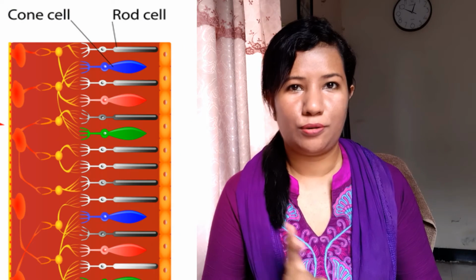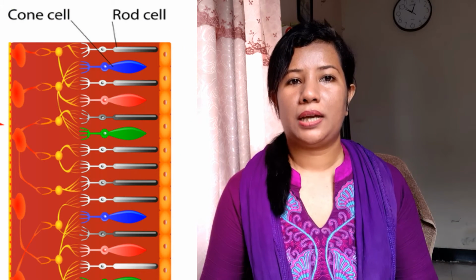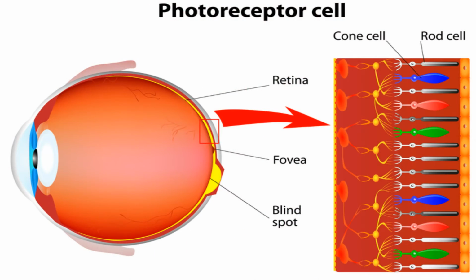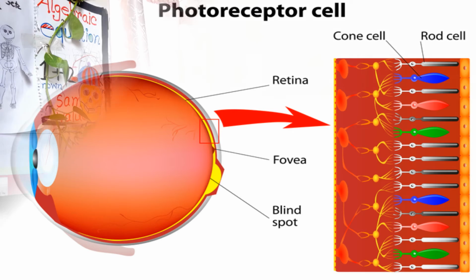There are three types of cones: red, blue, and green cones, okay? Each of these possesses a different pigment. The different pigments absorb light of different wavelengths. So the cones taken together enable us to see light of different colors. Therefore all the cones together enable a complete spectrum to be seen on the retina.